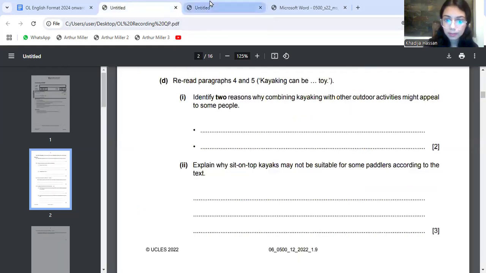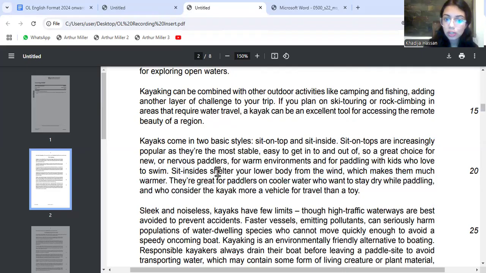for some paddlers, because it does not shelter your lower body from the wind. It will probably make you wet. You will not be staying dry while paddling if it's a sit on top kayak, right?